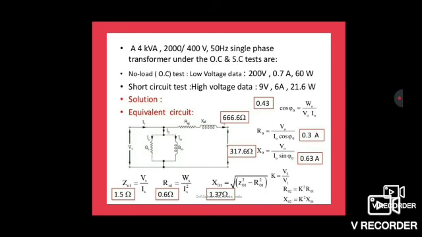Let us see the problem to find out the value of regulation and efficiency for the transformer. A 4 kVA, 2000/400 volt, 50 Hz single phase transformer under the OC and SC tests is given as follows. For the no load test, that is the OC test, the low voltage data is 200 volt, 0.7 ampere, 60 watts. That is V1 is 200 volts, I1 is 0.7 ampere, W1 is 60 watts. Short circuit test, high voltage data is given as 9 volt, 6 ampere, 21.6 watts.